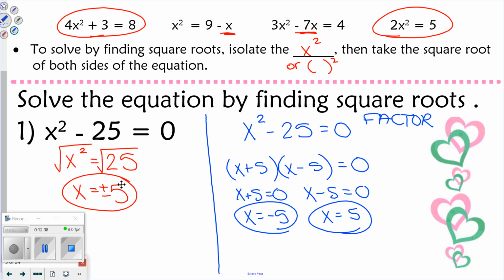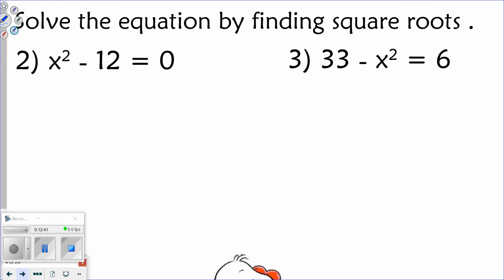All right. So what about number 2? X squared minus 12 equals 0. So before today, if I had given that to you, would you have been able to factor it? No. You have 2 terms and a minus sign, and x squared and 12 is not a perfect square. So you'd have been like, I have no idea. That would not have factored. So now, though, we have another method. If there's no bx term, I can use this method.